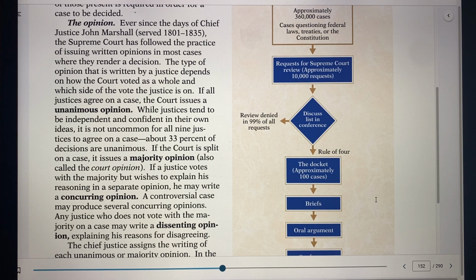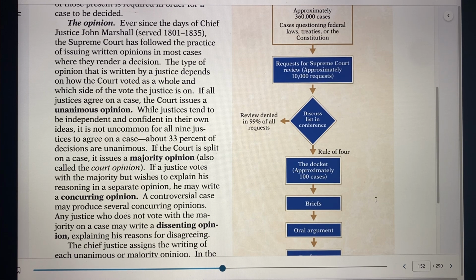And then there's the concurring opinion. If a justice votes with the majority, but wishes to explain his reasoning in a separate opinion, saying, yes, I vote for the majority, but this is my opinion on it, it's called a concurring opinion. So we have the unanimous opinion, the majority opinion, and the concurring opinion. The last is the dissenting opinion, and that's basically only the justices who do not vote with the majority on a case, and they write their dissenting opinion, why they don't agree with the case.